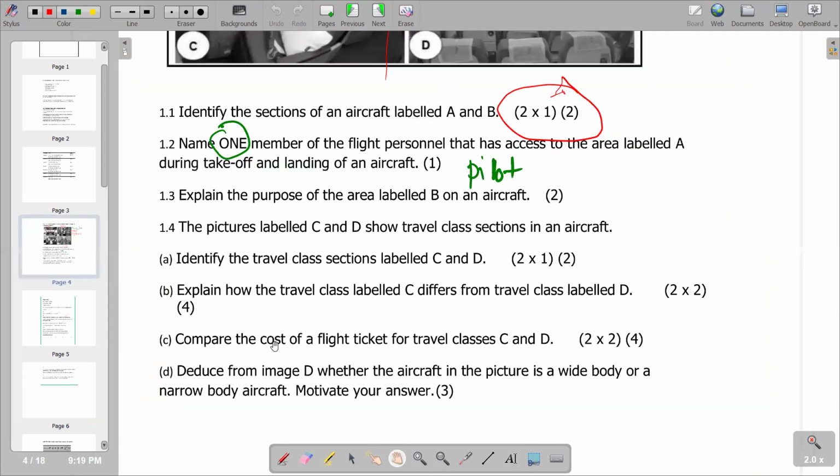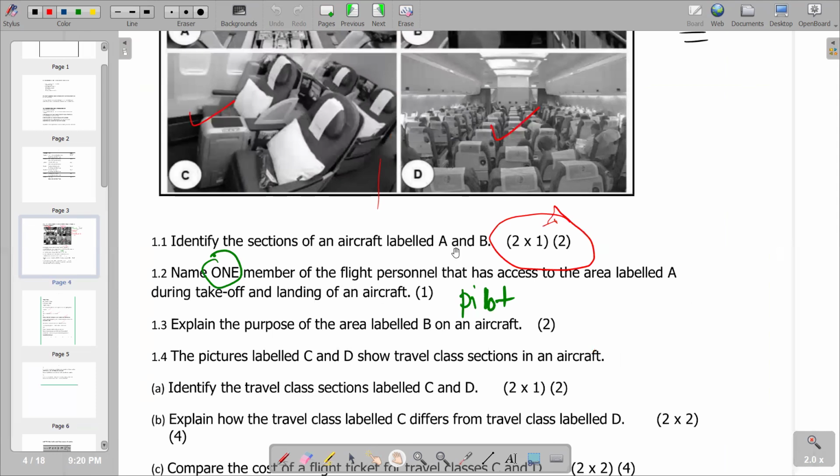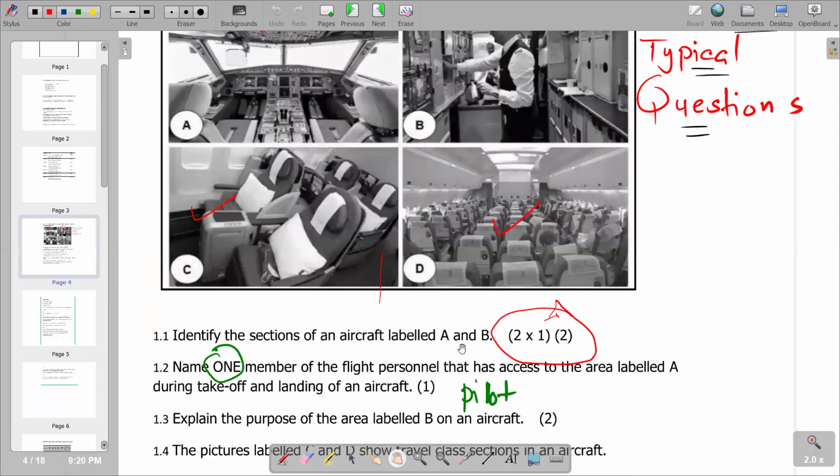Then we go to D. D says: deduce from image D whether the aircraft in the picture is a wide body or a narrow body aircraft. Motivate your answer. If you go to D, D is the economy, and we need to identify if it's a wide body or a narrow body. Obviously, if you try to see there, you see that it's a wide body.